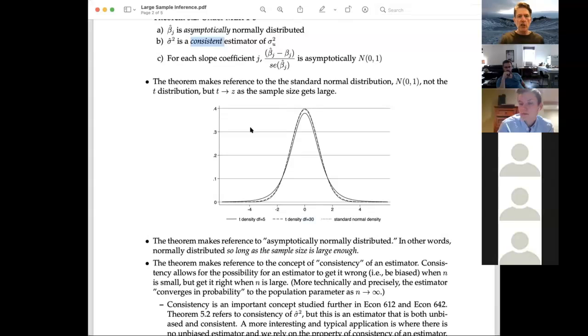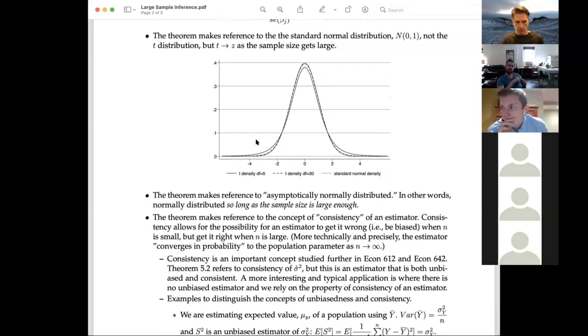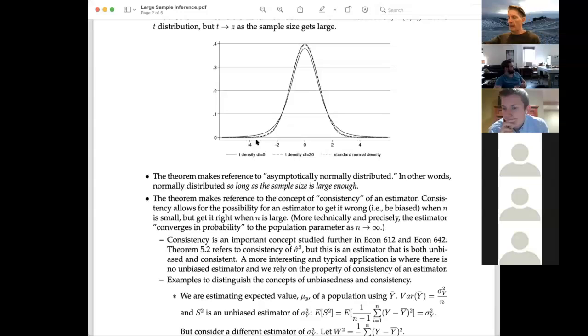This makes reference to the consistency of an estimator. I'm going to take a few minutes to talk about consistency. Consistency is an interesting concept. I try to explain it here, saying consistency allows you to say, hey, I can get it wrong in the sense of having a biased estimator when the sample size is small, but when n gets large, we let n go to infinity, my estimator converges to the population parameter.